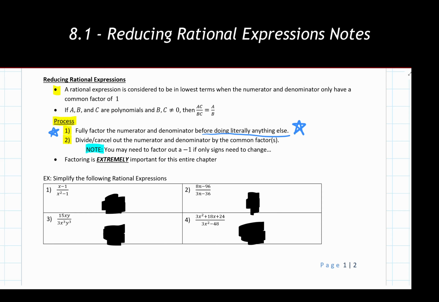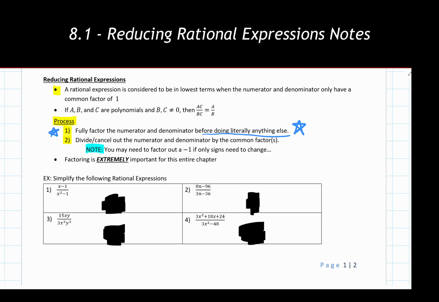Once numerator and denominator are both fully factored, then and only then can we actually divide and cancel out something from the numerator and the denominator spot. We have to make sure we're choosing common factors, meaning two things that are the exact same as one another. So if I have something such as x plus 1 in the numerator spot and x minus 1 in the denominator spot, I cannot cancel those things because they are not common factors. They are not the exact same as one another.